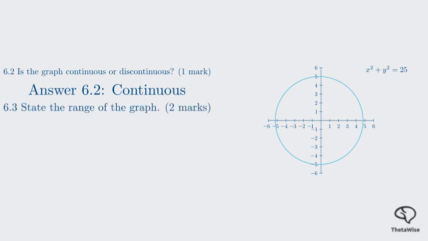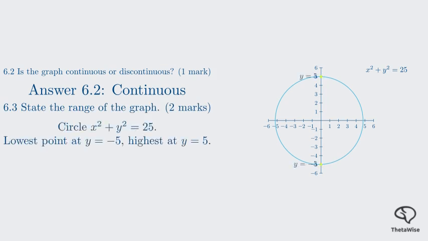Part 6.3 asks for the range of the graph. As we discussed before, the range is the set of all possible y values. Looking at our circle, its center is at y equals 0, and its radius is 5. The lowest point on the circle is 5 units below the center, at y equals -5. The highest point is 5 units above the center, at y equals 5. The circle covers every y value in between these 2 points.